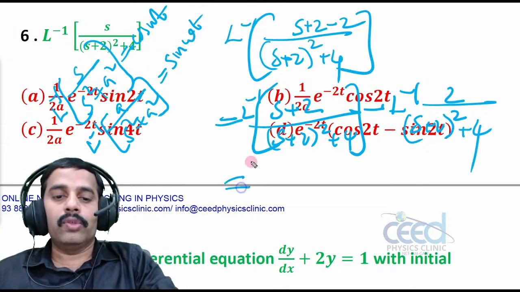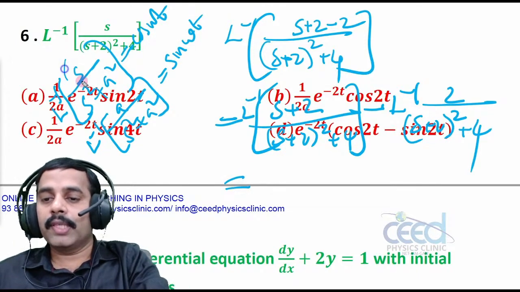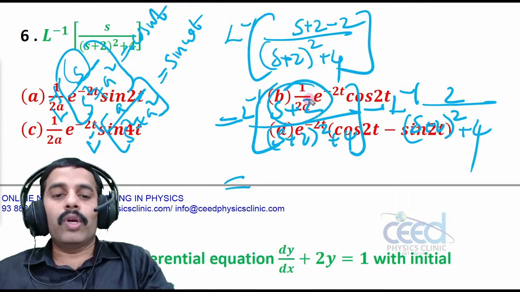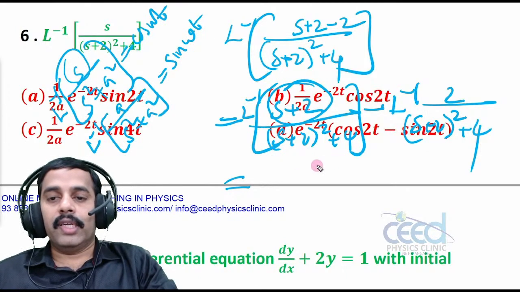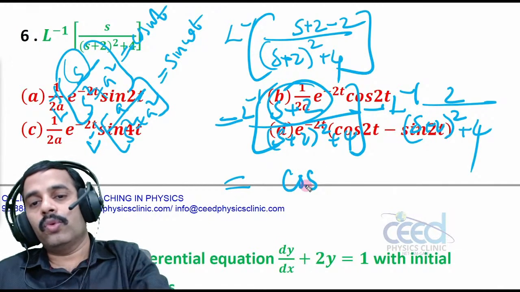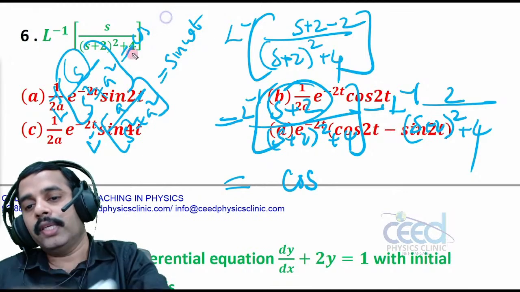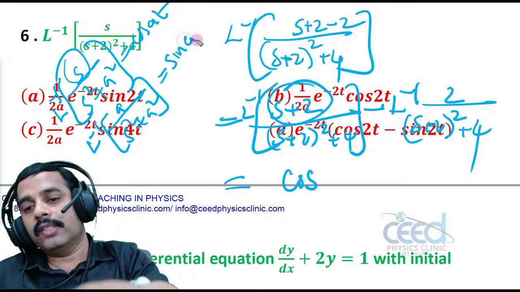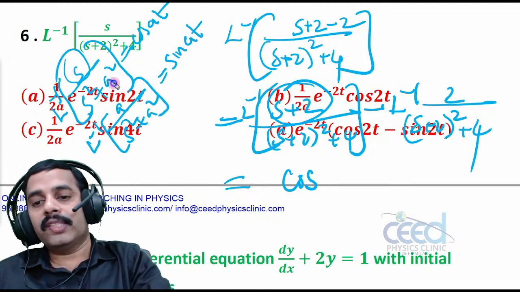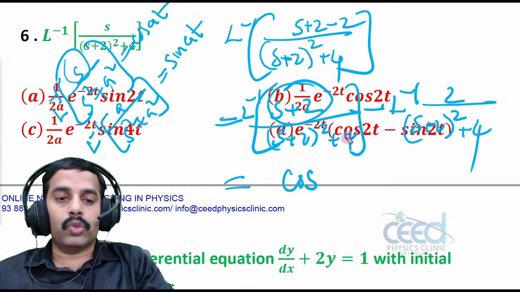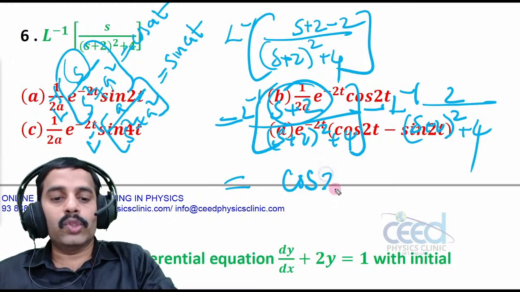So when you look into this, here s is replaced with s plus 2, right? So we already know the result: here the constant is cos at and this is sin at, right? So what is A? A is this 2, right? 2 square. So from this it is 2 square. So this is cos 2t.